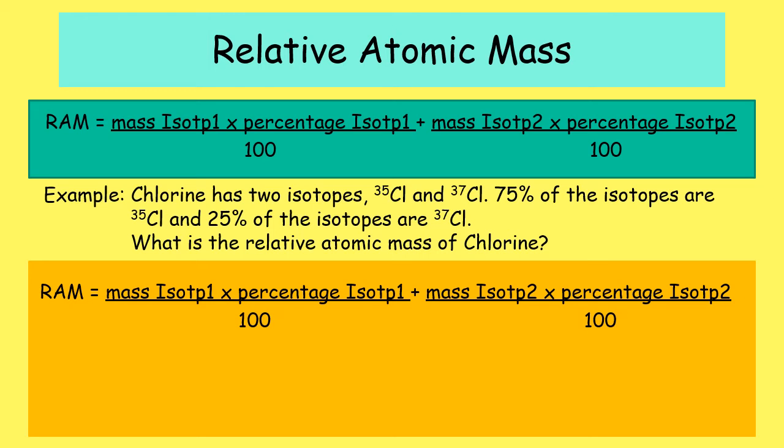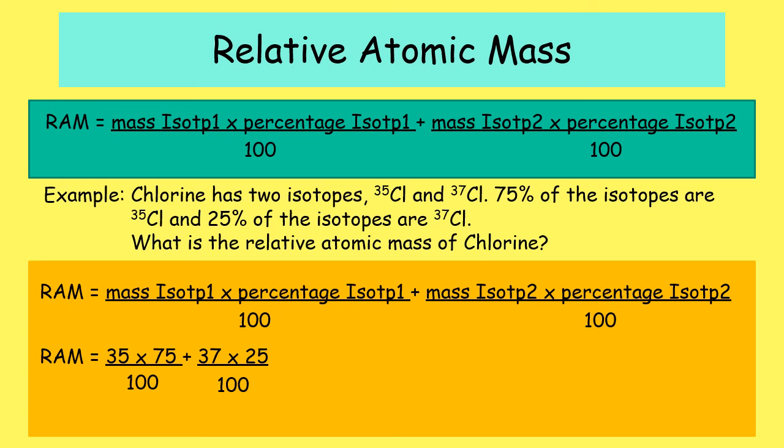So isotope 1, we're going to say, is the chlorine 35. The mass of that isotope is 35, that's its mass number, and its percentage is 75%. So what we have is 35 multiplied by 75 divided by 100. Then isotope 2 is going to be chlorine 37, and the percentage of chlorine 37 is 25%. So to complete the equation, it's going to be 37 multiplied by 25 divided by 100.